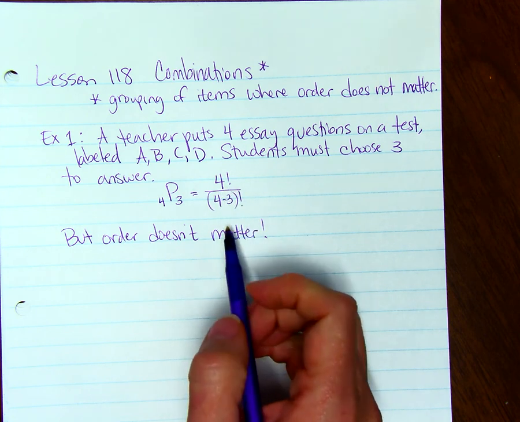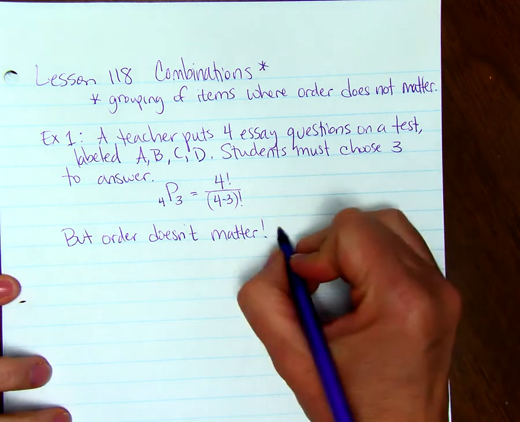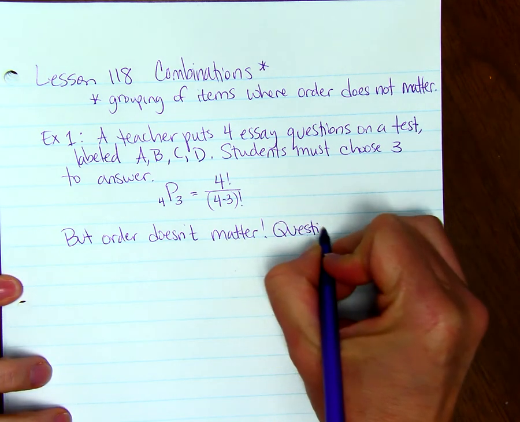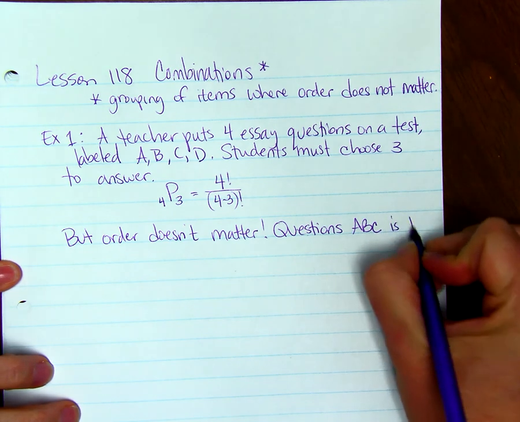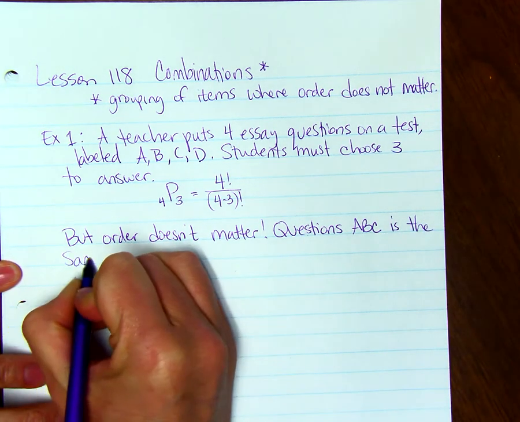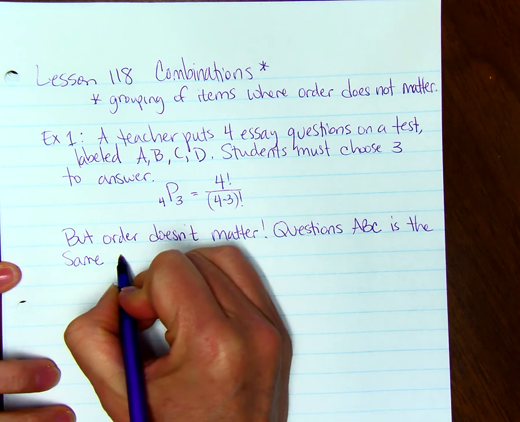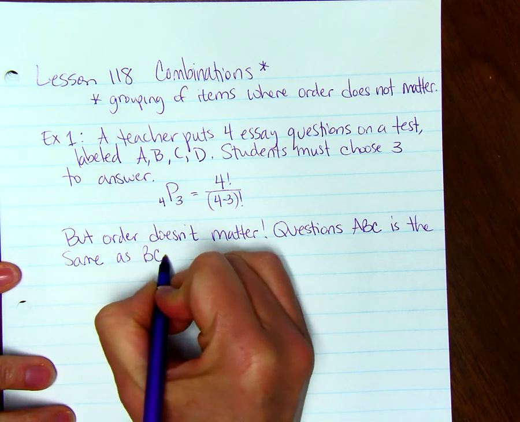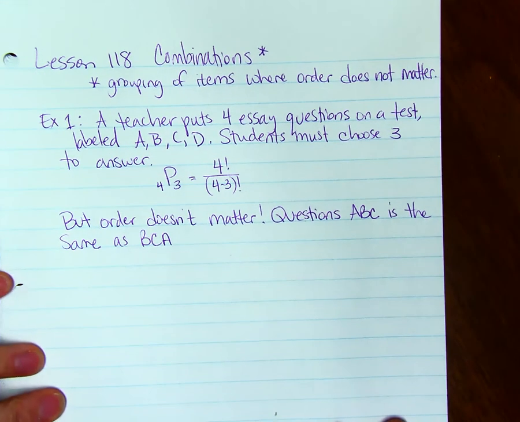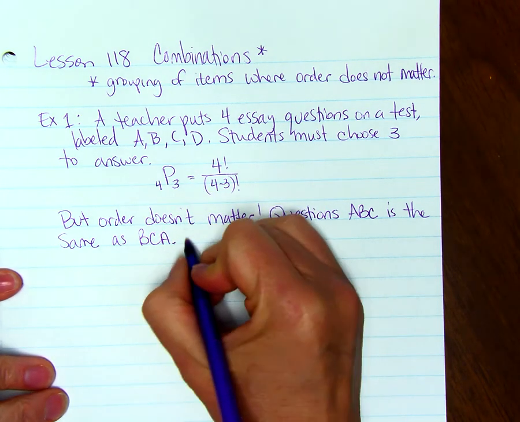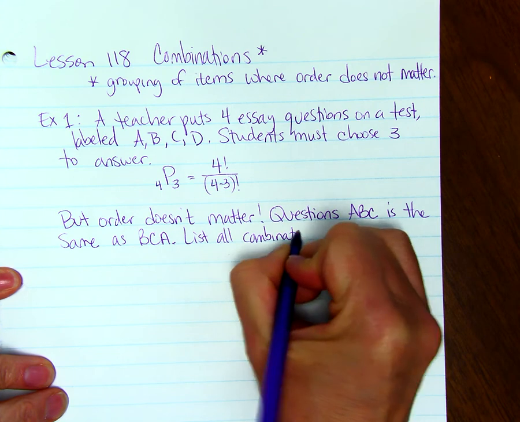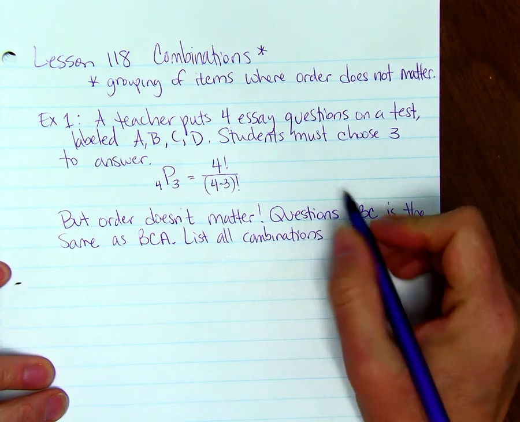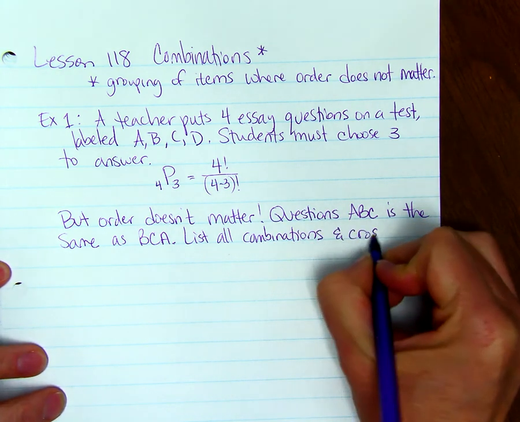But the reason why order doesn't matter is because if you answer questions A, B, and C, it's the same. Questions A, B, C is the same as B, C, A. So what we're going to do is list all the combinations and then cross out the duplicates.